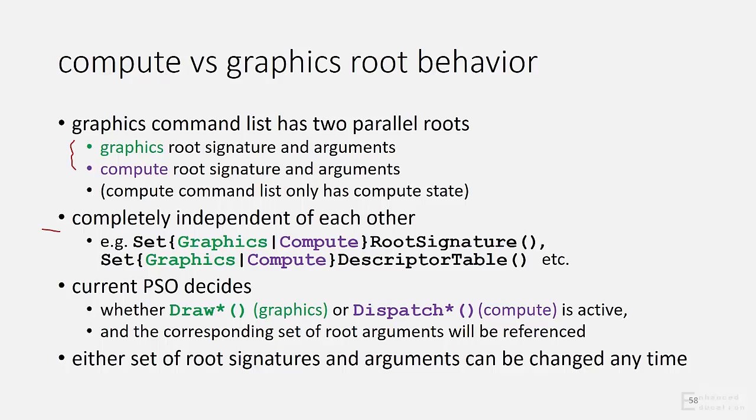So that's why there's set graphics root signature versus set compute root signature, set graphics descriptor table, set compute descriptor table, and so on. Whatever the currently bound PSO is, whether it's a graphics pipeline state object or a compute pipeline state object, determines whether it's draw calls that apply or dispatch calls in the case of compute. And correspondingly, the matching set of graphics or compute root arguments get referenced. Either set of root signatures or arguments can be switched at any time and don't affect the other set.